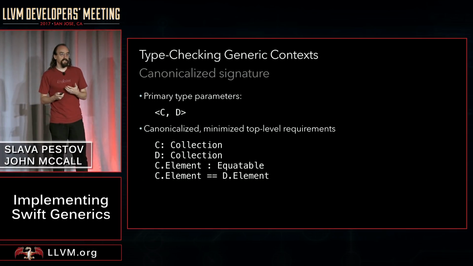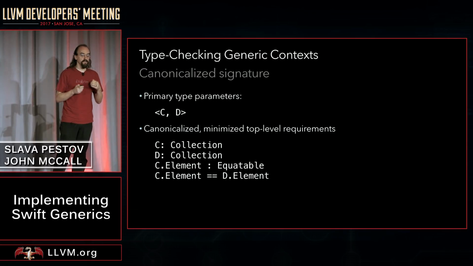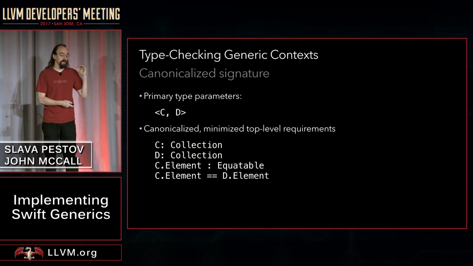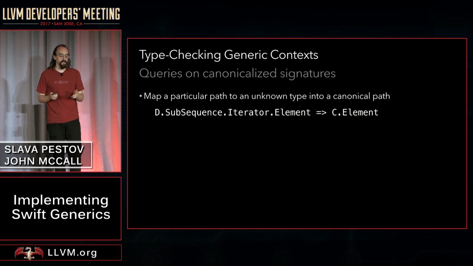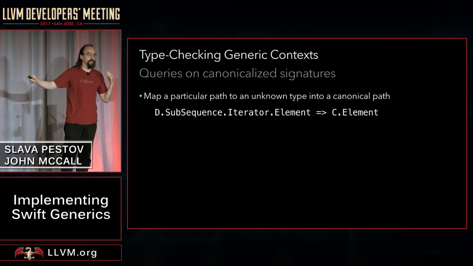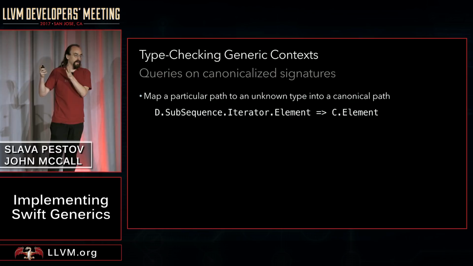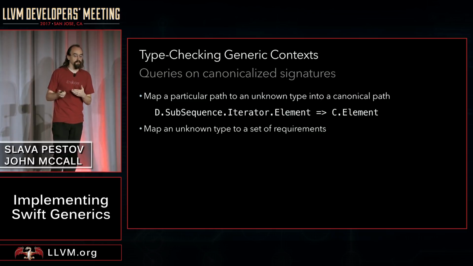So once I've type-checked this generic context, I end up with a canonicalized signature, which is basically just the set of primary type parameters, and then a minimized set of the top-level requirements, as you can see here. And from that, I can answer those three vital questions. For any arbitrary associated type path, I can canonicalize it down to a single canonical path. And that allows me to figure out whether two types in this generic context are the same type.